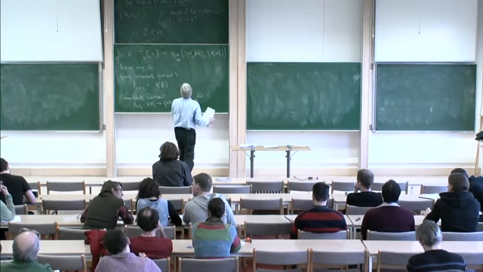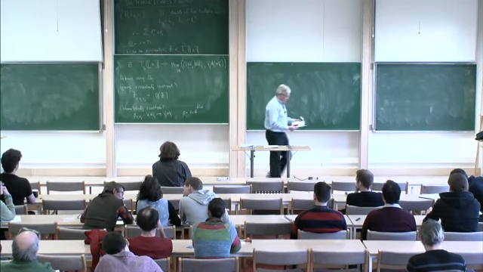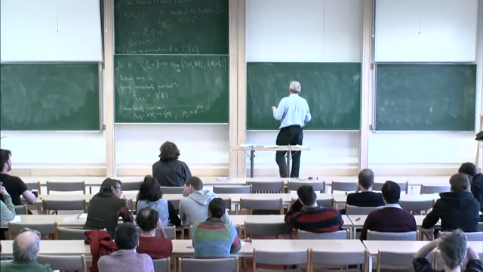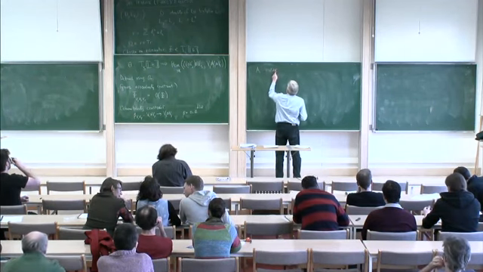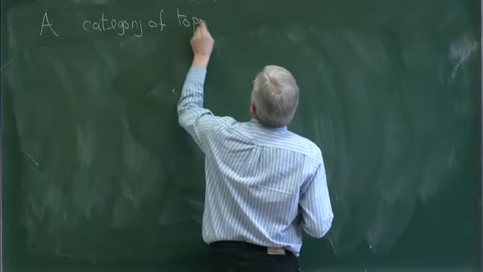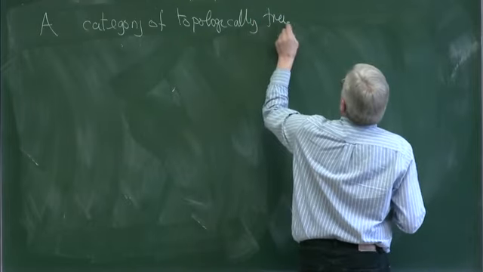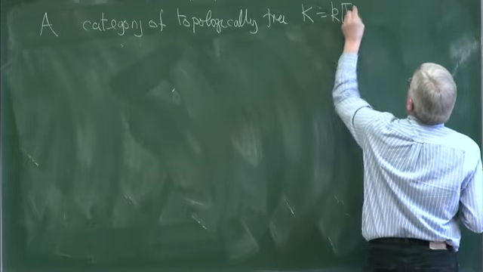So we've got a braided monoidal category now. Now we're going to study the functor. A here will be the category of topologically free K-modules, where K is power series here.